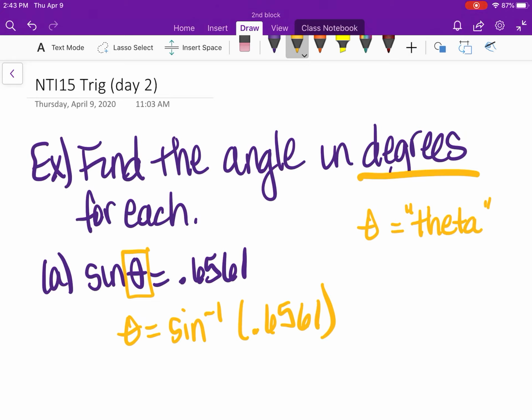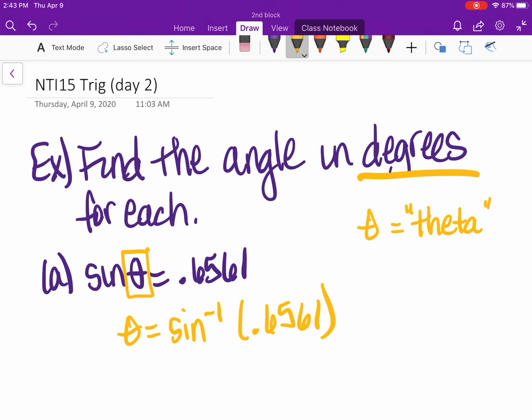So our first example says to find the angle in degrees for each, and we're given the equation sine theta is equal to 0.6561. Now that little circle with the line through it is the Greek letter theta, and theta is just a variable. Sometimes in math we'll use Greek letters to represent angles instead of just ABC or XYZ. So don't let that scare you.